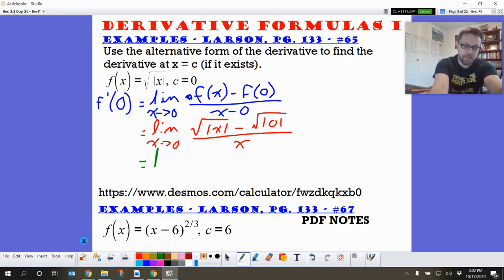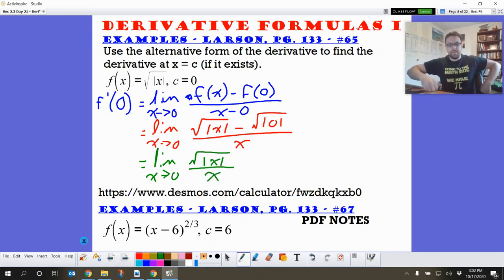Okay, so now we've got the limit as x approaches 0 of the square root of the absolute value of x over x. And then you just kind of stop and you say, huh, well, I can't rationalize the numerator because there's an absolute value in there, and that's just not going to end well for me. So this doesn't seem to be working. I'm going to check out what's going on on my calculator here. So I've got this handy thing.